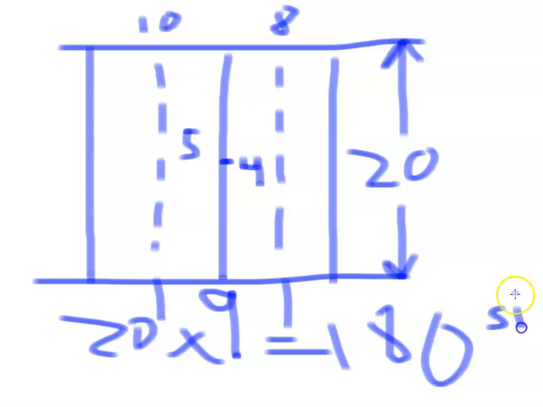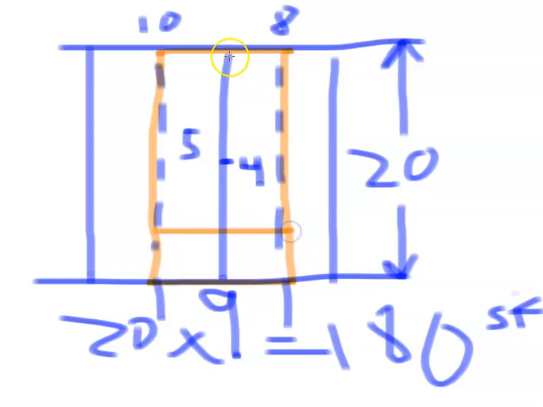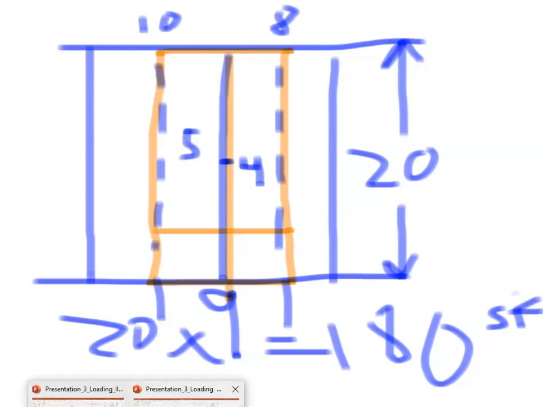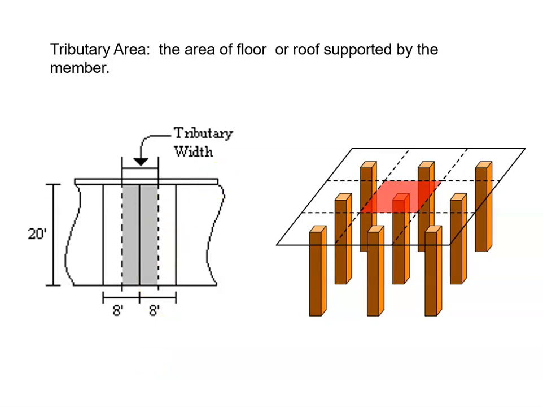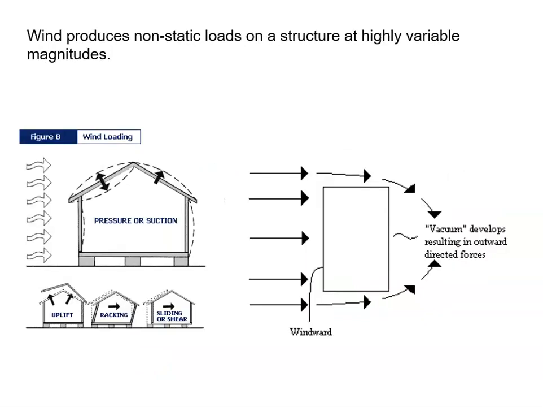of 180 square feet. All right, so that tributary area is that area right there, 9 feet by 20 feet. All right, and that's what we see there. Just a few more slides, going through a couple other load types now.